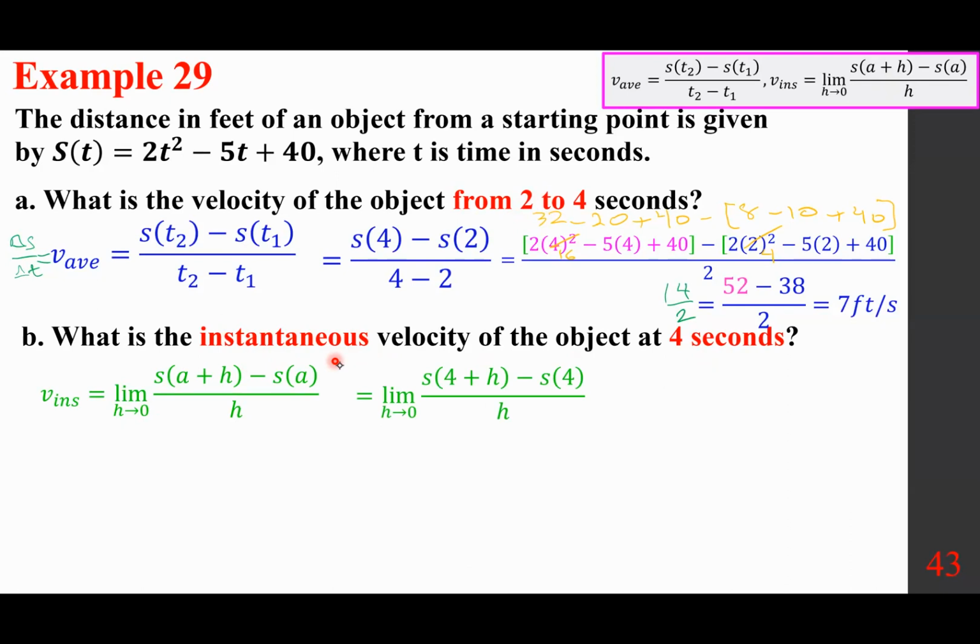Again, we are using the definition for now. So what is s of 4 plus h? Plug it in here. 2 times 4 plus h squared minus 5 times 4 plus h plus 40 minus s of 4. I can calculate it, but I've already done that here. So I'm going to use s of 4 as 52. Okay, everybody.